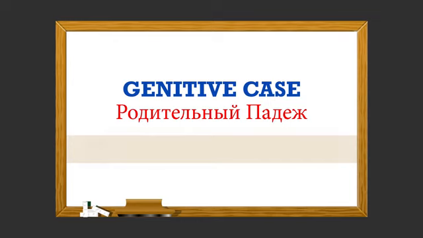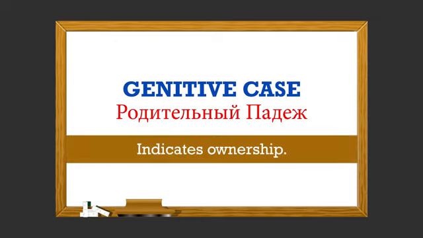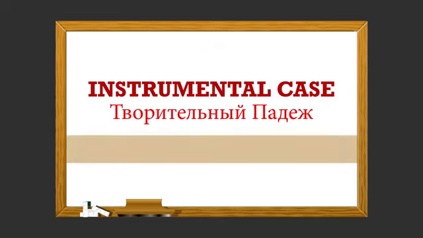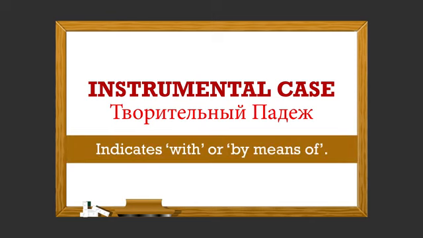The genitive case, or родительный падеж in Russian, is used to indicate ownership, counting, how much. These are certain expressions which are normally used in the genitive case. And the last one, the instrumental case, known as творительный падеж, indicates with or by means of. So questions like с кем, с чем are basically used in this case. We shall go into the details of all these cases one by one, but before that we shall take one example of each case.